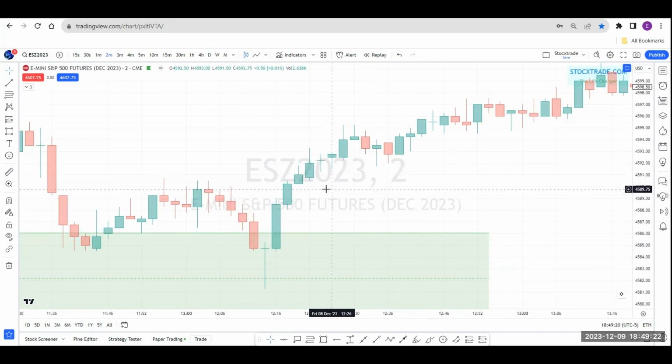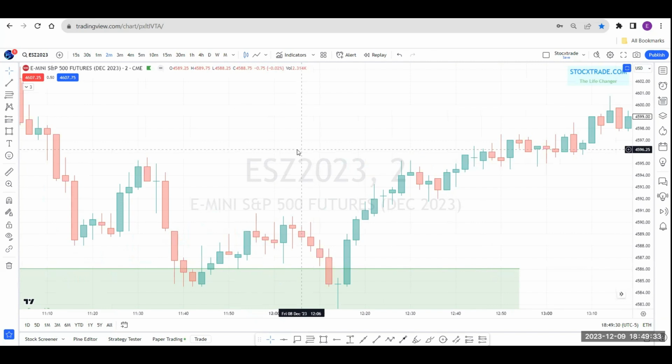So we will not consider inverted hammer, bullish hammer, harami candle, bullish engulfing, or bearish engulfing. I consider only two types of candles: either it is undecided or it is a momentum candle. Okay guys, understand this, the difference between the two candles, the undecided base candle and the momentum candle.